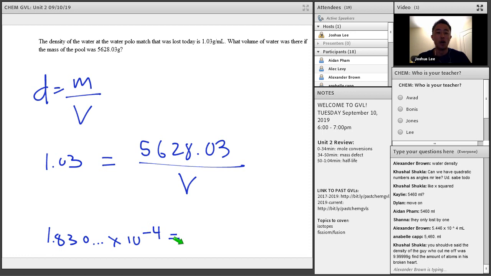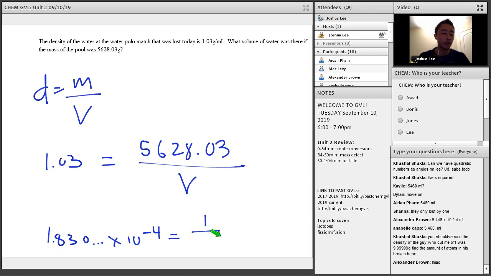This is 1 over V. So you just have to flip it, and then you end up getting 5464.1..., and you need 3 sig figs, so it's 5460 milliliters of water.